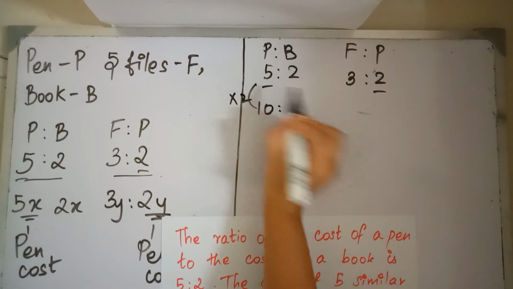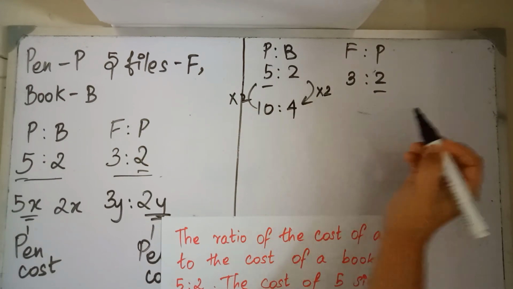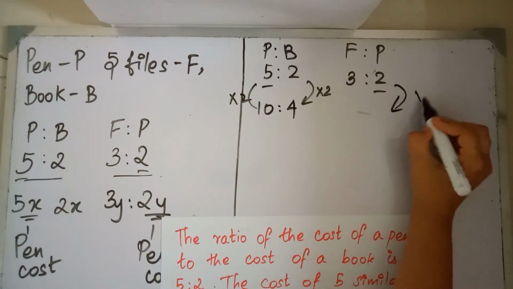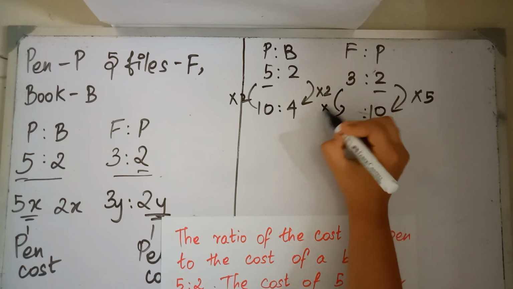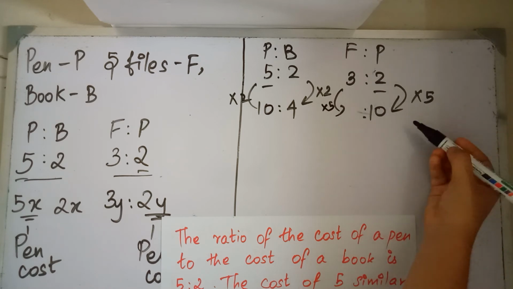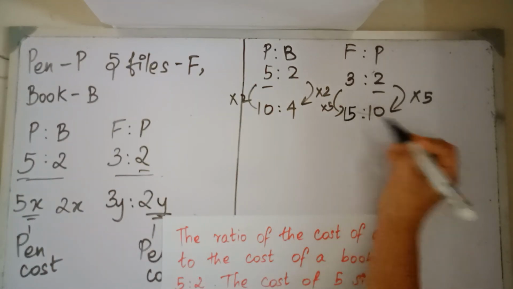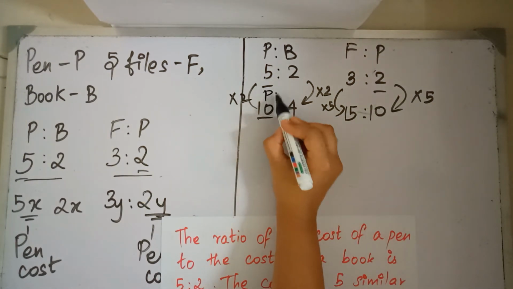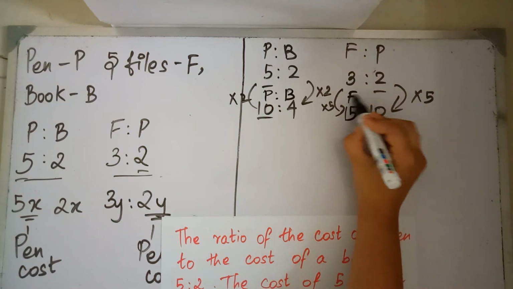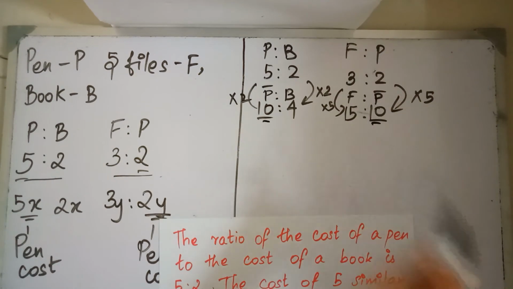So to bring it to 10, we have to multiply both sides by 2, get 4. We have to multiply this by 5 and this side as well, because in a ratio, if you are multiplying one side by a factor, you have to do the same to the other side. So this is the improvised ratio. Pen is to book, file is to pen. So now in both the cases we have 10 units. Now we can compare it easily.